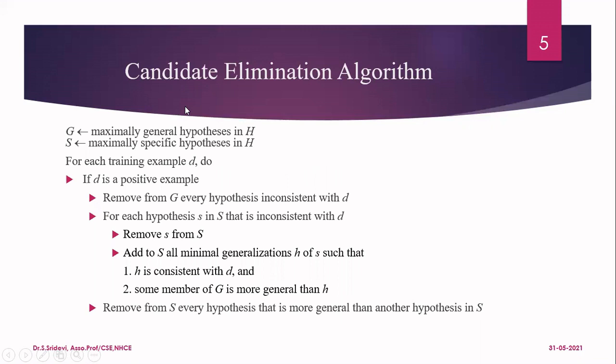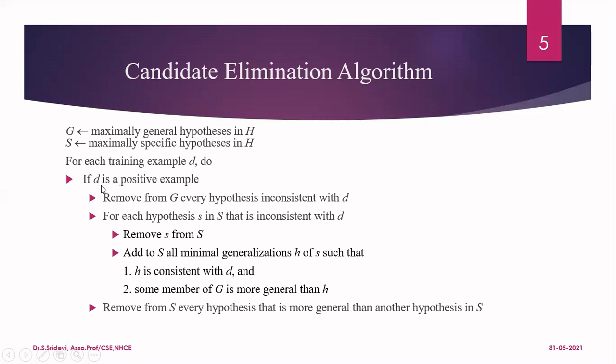Now let us consider the algorithm. In this algorithm, we are going to define two boundaries, G and S. G is the maximally general hypothesis in H and S is the maximally specific hypothesis in H. For each training example given in the data set, we are going to repeat certain steps. First we are going to check whether the given example is a positive example or a negative example.